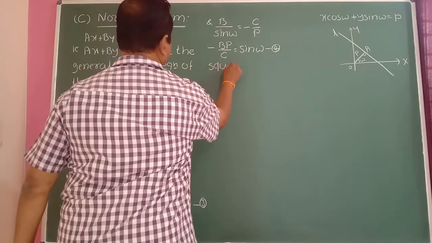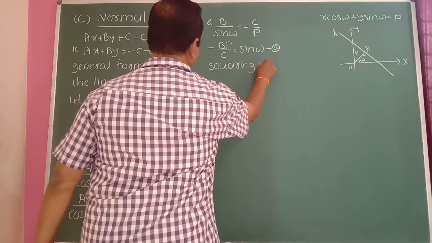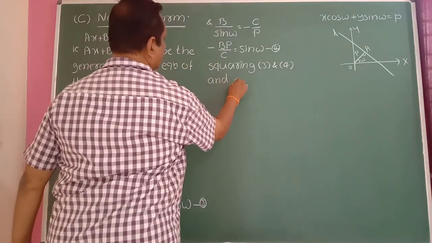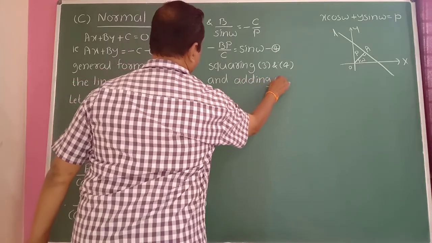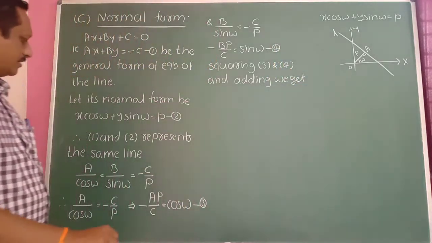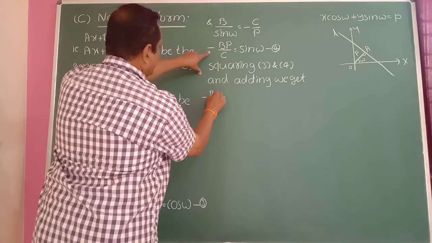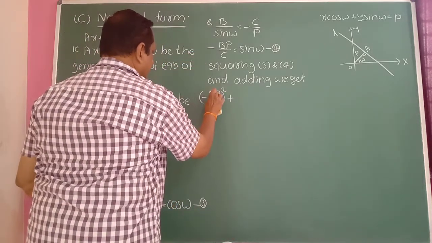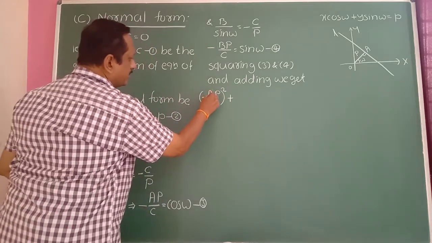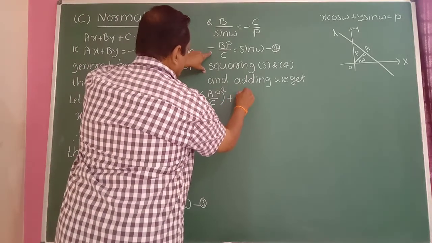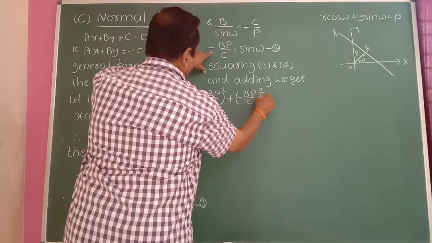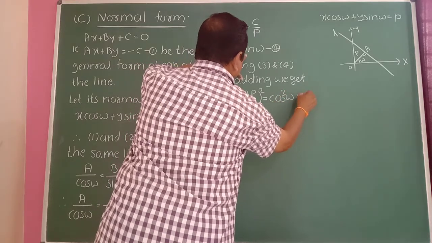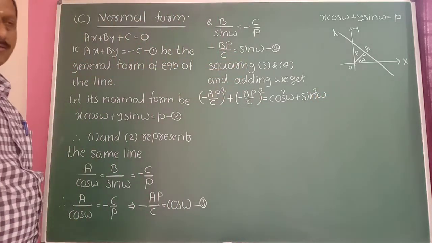Squaring equations 3 and 4 and adding. We get minus BP upon C whole square, plus, first take this one, minus of AP upon C whole square, that is equal to cos square omega plus sin square omega.